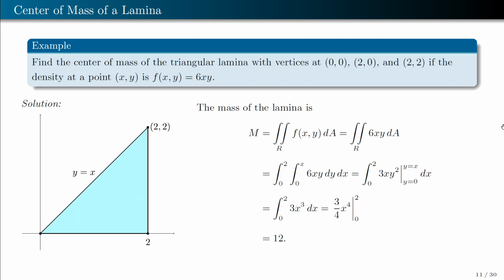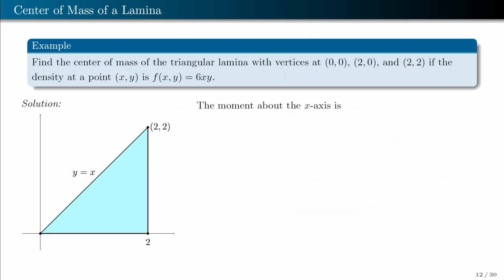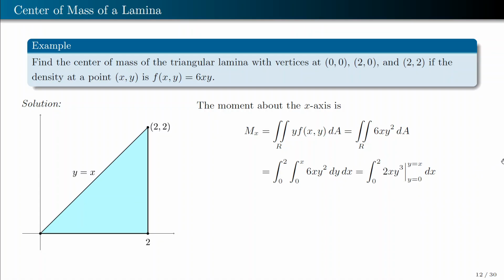Next, to find the coordinates of the center of mass, we need m sub x and m sub y. Let's start with m sub x. This is its formula, as we said earlier. We will integrate y f of xy, so we multiply f of xy by y, and we get 6xy squared. We integrate 6xy squared over this same region as before, so we can use the same bounds. Same bounds but a different integral, so in the end we will most likely get a different number, but the evaluation steps are the same. So this is the moment about the x-axis.